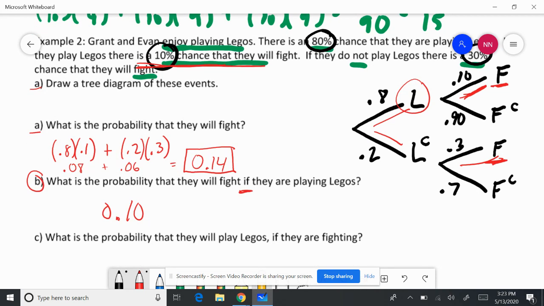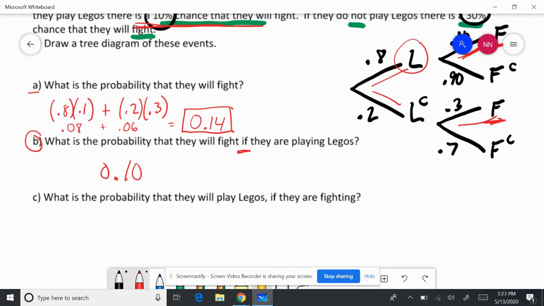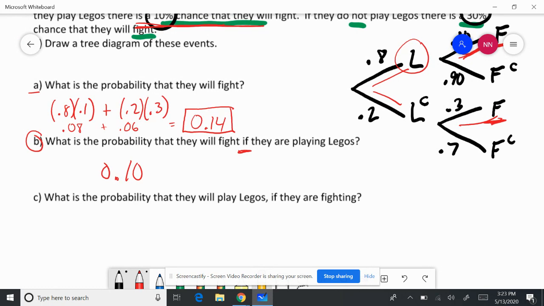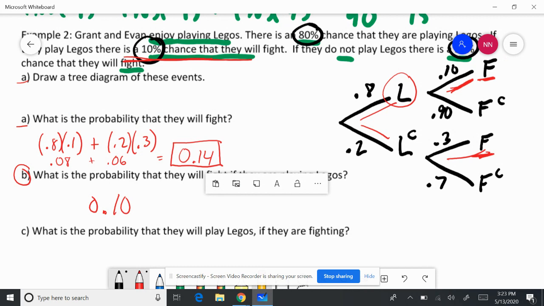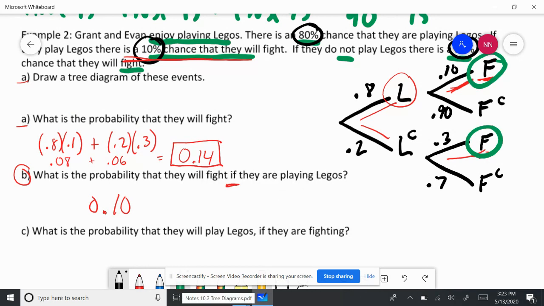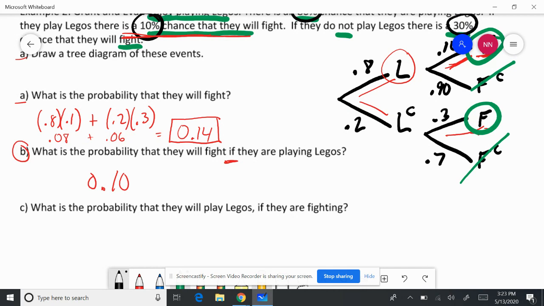And for our last one, this is probably the most difficult because it says, what's the probability that they play Legos if they are fighting? Now, what makes this one difficult is that when we're looking at our tree diagram, what it's telling us is the last event. We know that they're fighting. That means that these two do not happen. It changes our universal set, which we talked about yesterday. So what we have to do is come up with the new universal set.